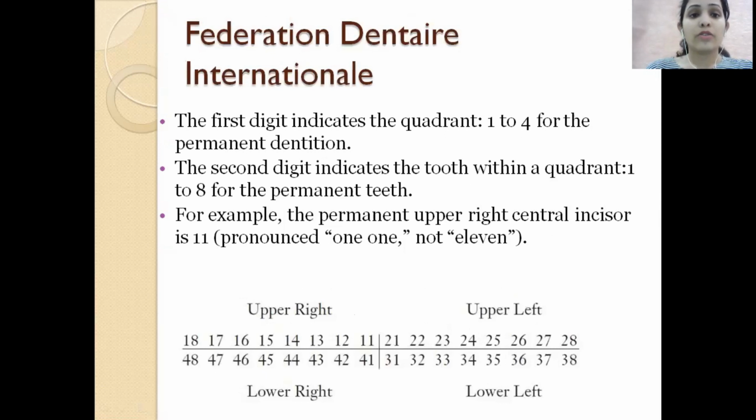Now, for the permanent dentition, the first digit indicates the quadrant. So in primary, we use 5 to 8 and in permanent, we use 1 to 4. And the second digit indicates the tooth number within the quadrant for the permanent teeth. For example, the permanent upper right central incisor is 1-1 and permanent left central incisor is 2-1. Similarly, if you have to tell me about the permanent left canine, that would be 2-3. Now, if you have to tell me about permanent left first molar, that would be 3-6.